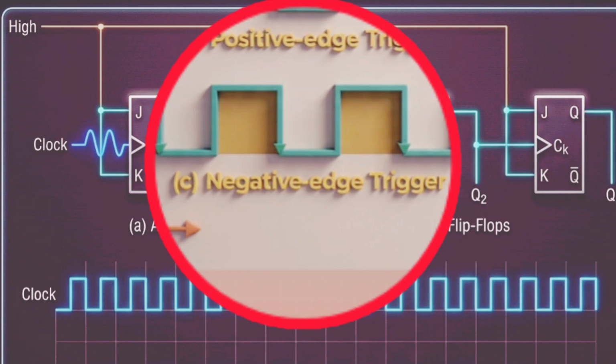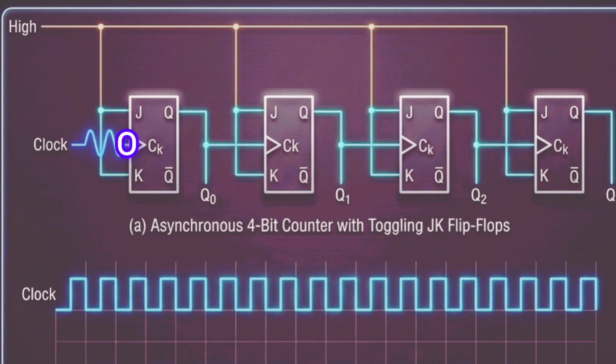Negative edge triggering. Notice the small circle bubbles at the clock inputs CK. This means the flip-flop changes state only when the clock signal transitions from high to low, the falling edge.